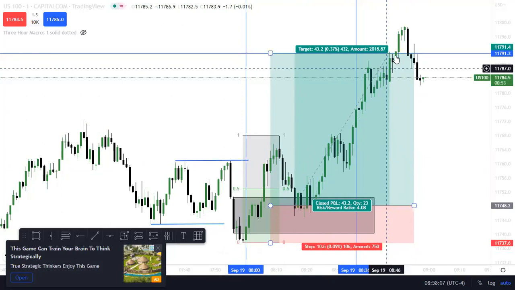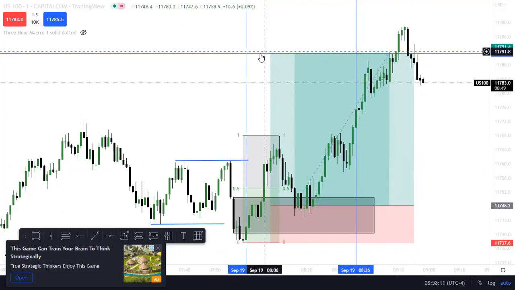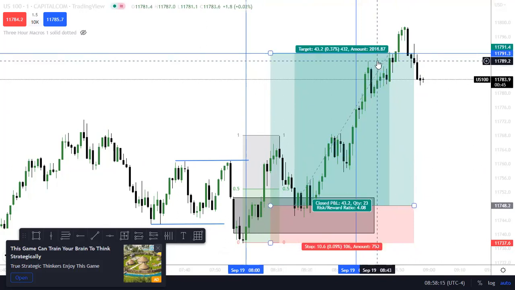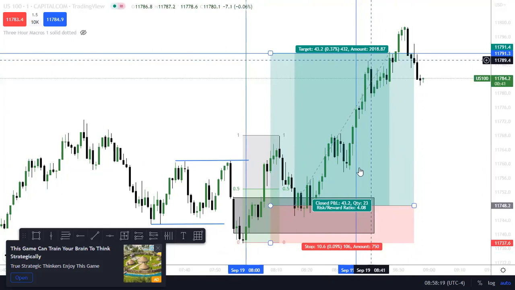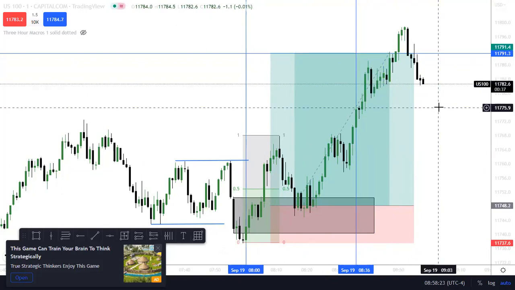This right here is a matter of rule and psychology. Could I have waited for take profit? I could have, but I didn't want to, full stop. No greed, no fear. I felt like this was enough for me and I walked away. The next setup was on gold.